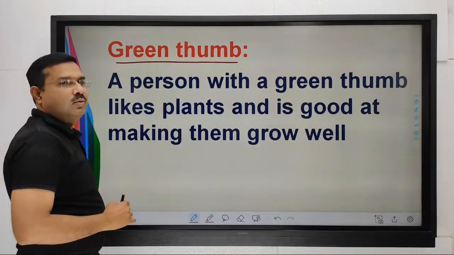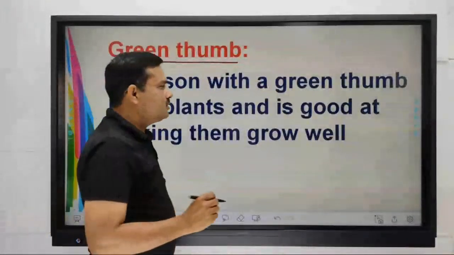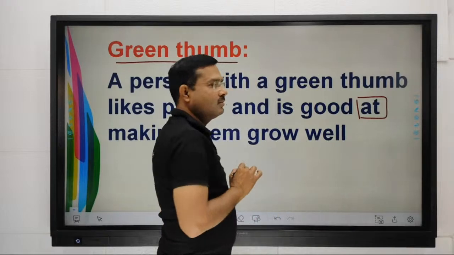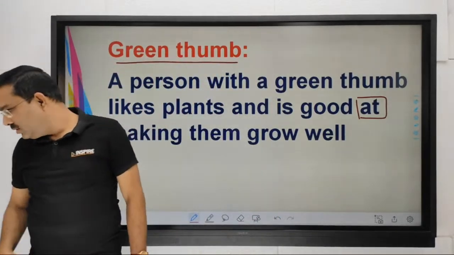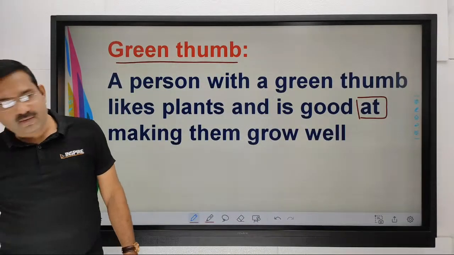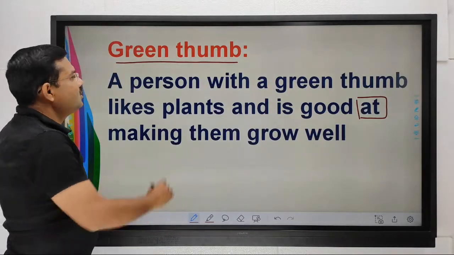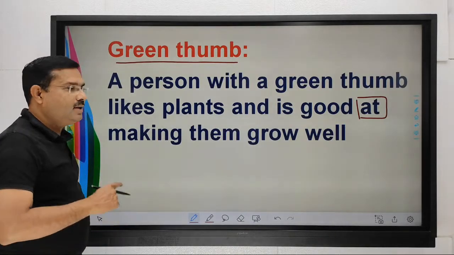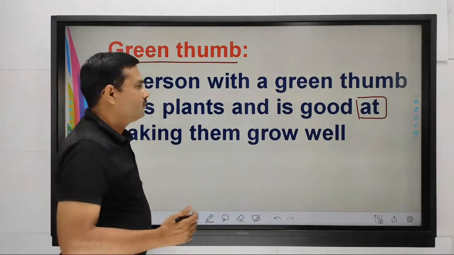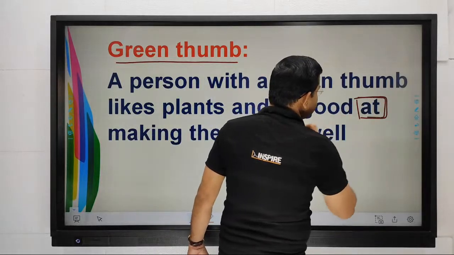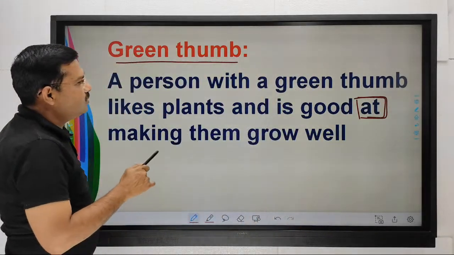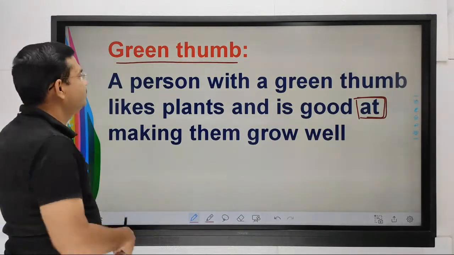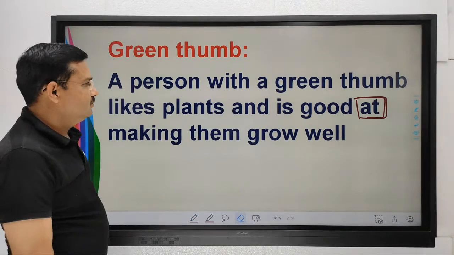Next, green thumb. It's a noun. What does it mean? Today I was teaching prepositions in class and I taught "good at". So a person with a green thumb likes plants and is good at making them grow well. Good at. The person who likes plants and is good at making them grow well, nurturing them, tending them. Good.